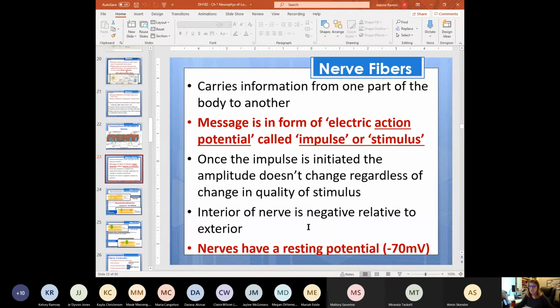So the interior of a nerve is negative relative to the exterior. And here we're going to get into the resting potentials. The nerves have a resting potential. Right now, at rest, I'm not hurting anywhere, and the inside of my nerves is negative 70 millivolts. So that's at rest, and I'm considered polarized, because my nerves are polarized. I'm at rest, and there's no impulse going in and out.